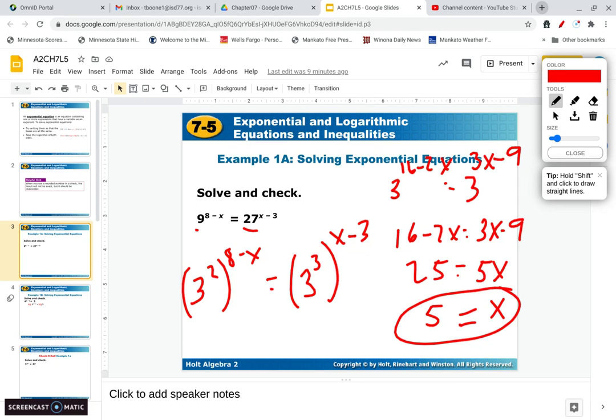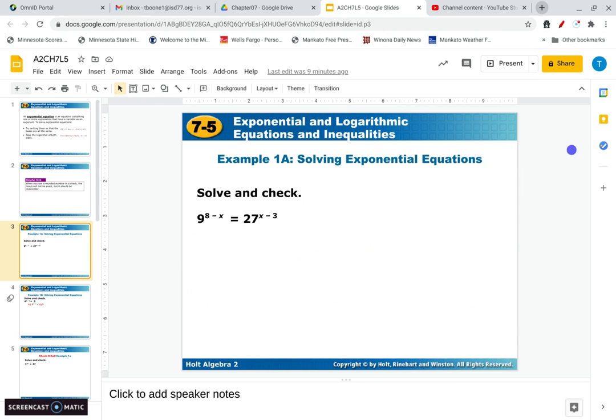Look at that. Is that ever neat? Yeah, that takes a little bit of work as we do that. But if you put it back in, you will check it does work. So that's one way, if you can write the bases with the same base. That's the exponential equation. That's the tricky thing to do. These are tough. These aren't very easy.